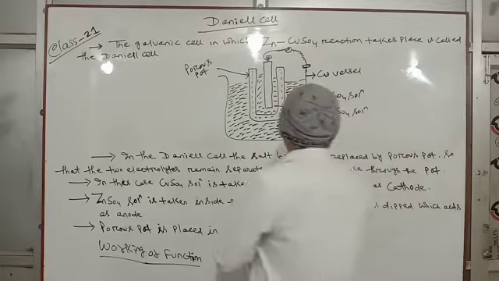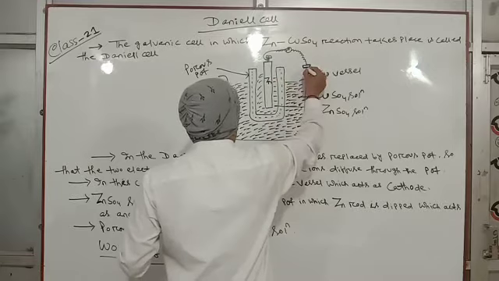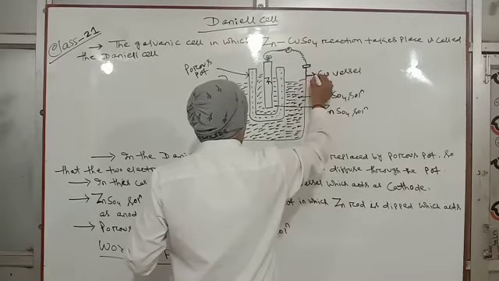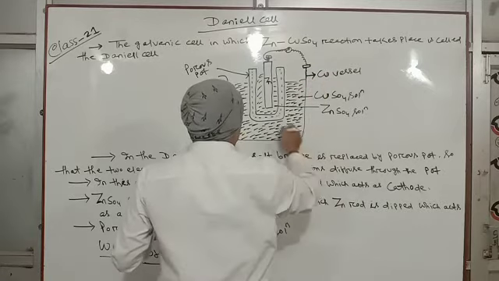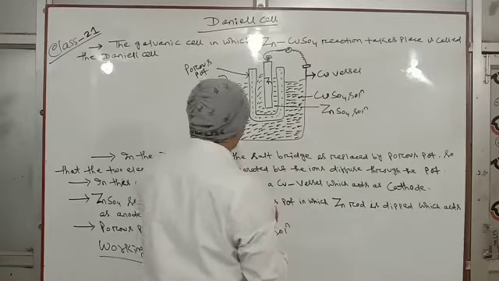Here the zinc electrode is immersed in zinc sulfate. Here this is the copper electrode. The copper vessel will act as the copper electrode. And in between this is the copper sulfate.